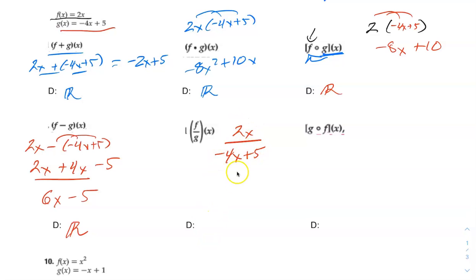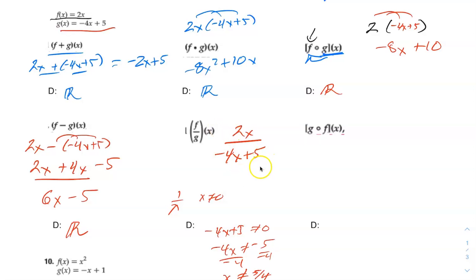We have a fraction. And when you have a fraction, the denominator can't equal 0. So in this case, it's a little confusing. There you go. Negative 4x plus 5 cannot equal 0. You can't divide by 0. So then you just solve it. Subtract 5. Divide by negative 4. x cannot equal 5/4.